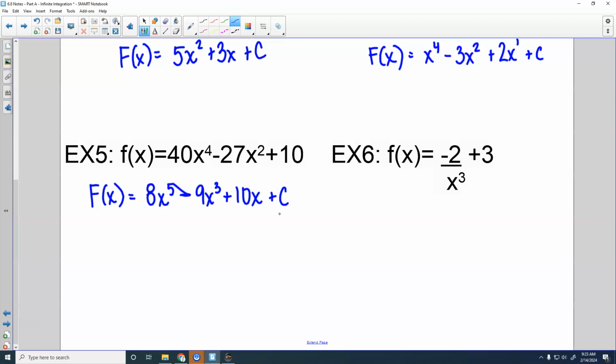Six is weird. What should we do for 6 before we try to integrate it? Let's do negative exponents: negative 2x to the negative third plus 3. So then, Troy, what will we get whenever we integrate that? Okay, increase by 1. You get 1 when you divide. Yep, that looks great.